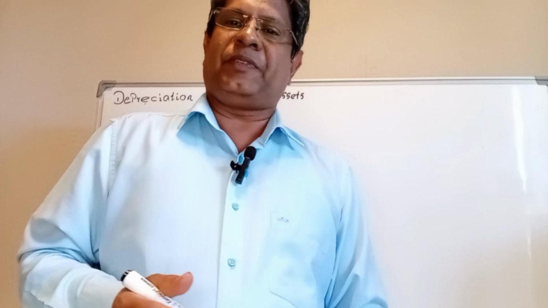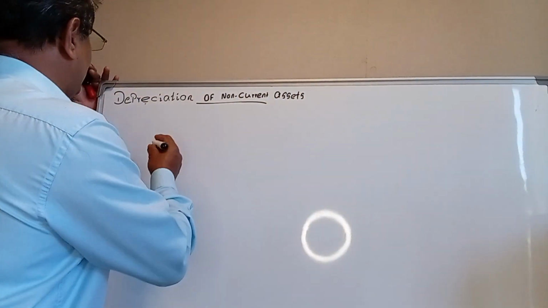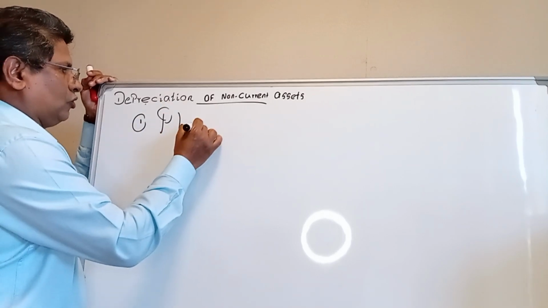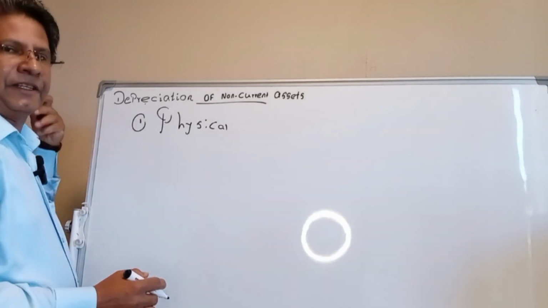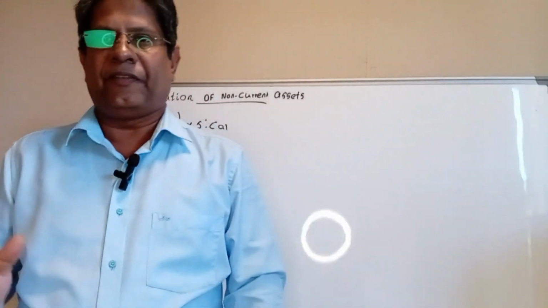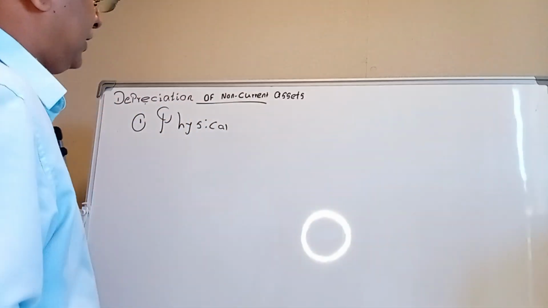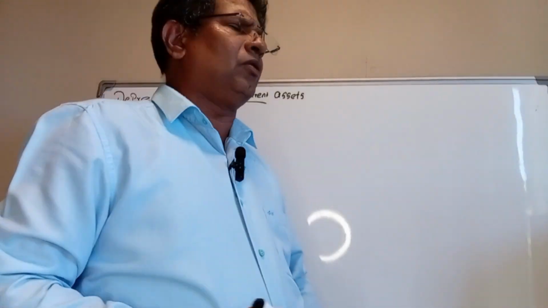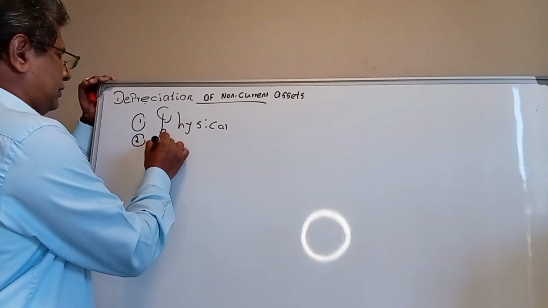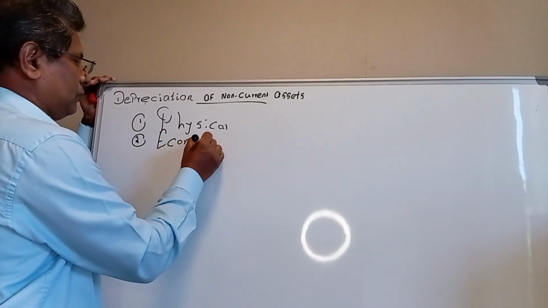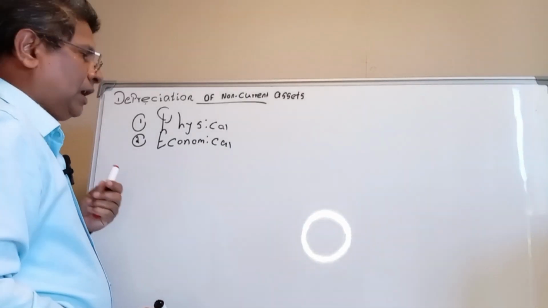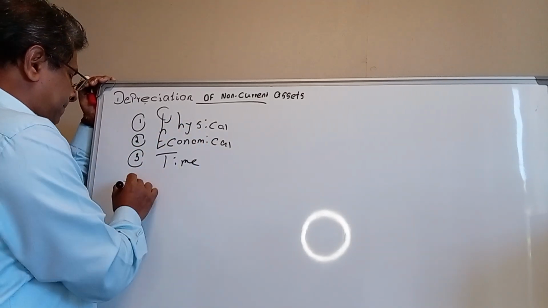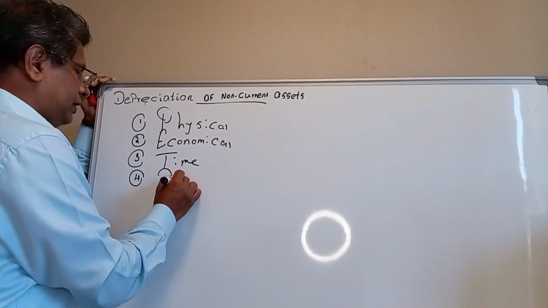What could be the reasons for depreciation? The first reason could be physical reasons, wear and tear of the asset. The second one could be economic factors. The third one could be time. And the fourth one could be depletion.